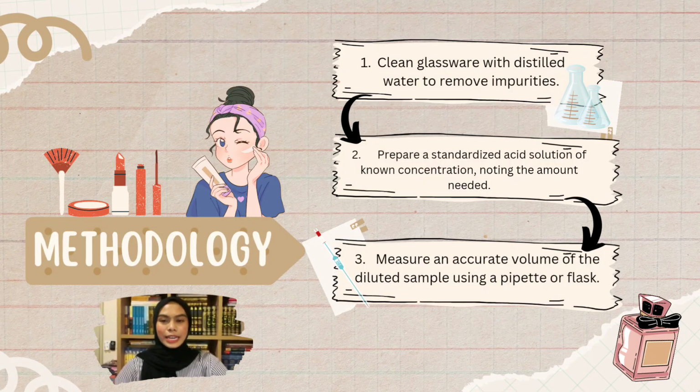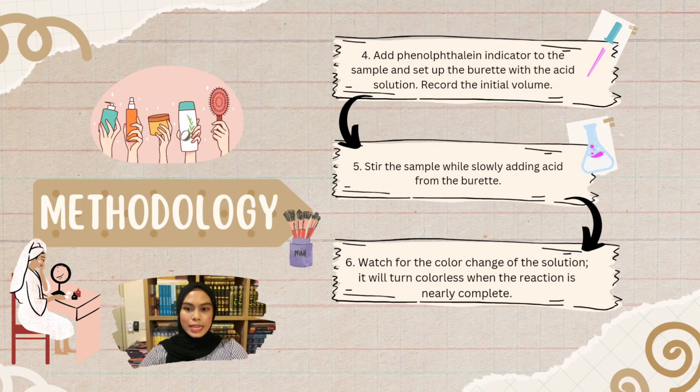For methodology, the first one, we need to clean glassware with distilled water to remove impurities. The second one, we have to prepare a standardized acid solution of known concentration, noting the amount needed. The third one, we have to measure an accurate volume of the diluted sample using a pipette or flask. Next is to add phenolphthalein indicator to the sample and set up the burette with the acid solution. Record the initial volume, then stir the sample while slowly adding acid from the burette.